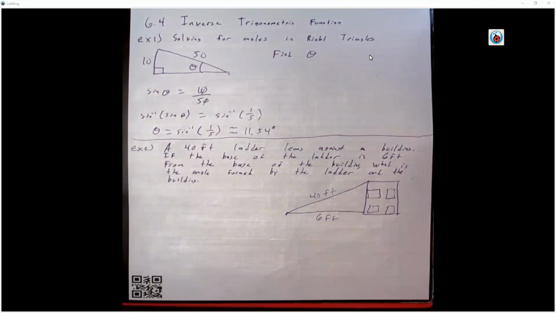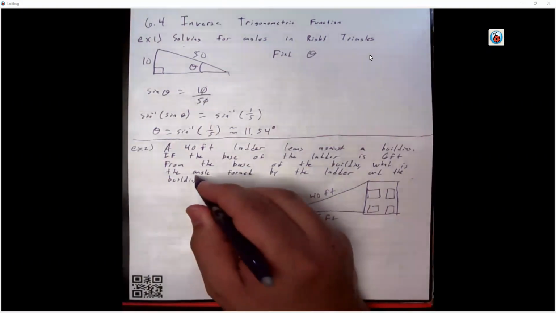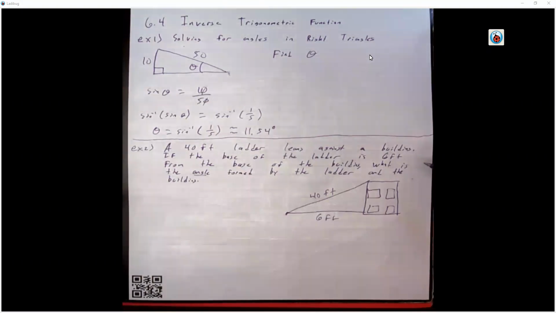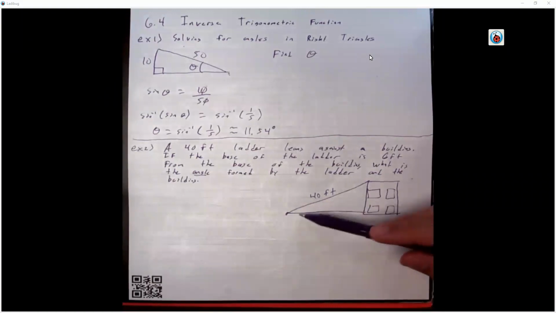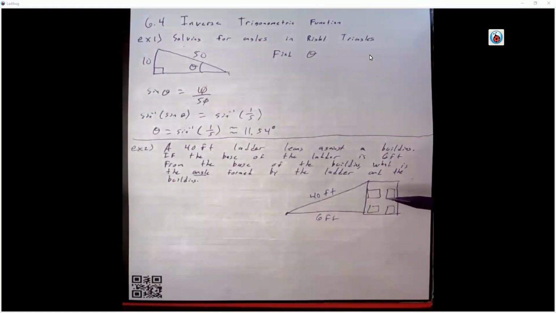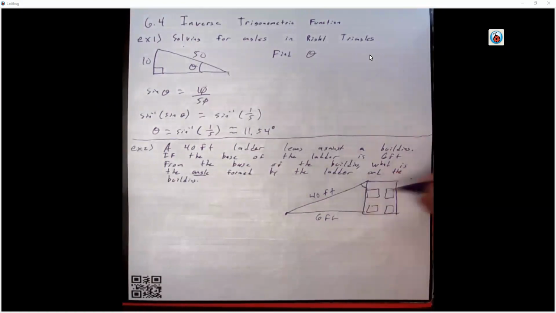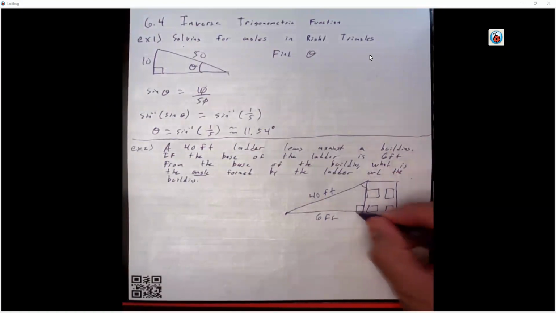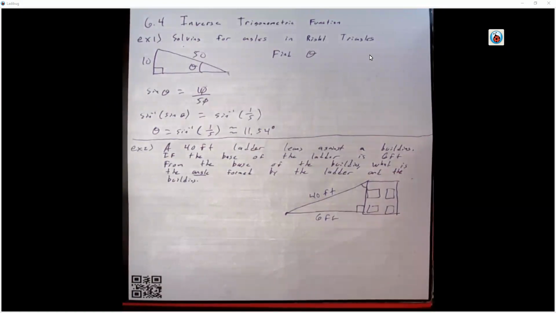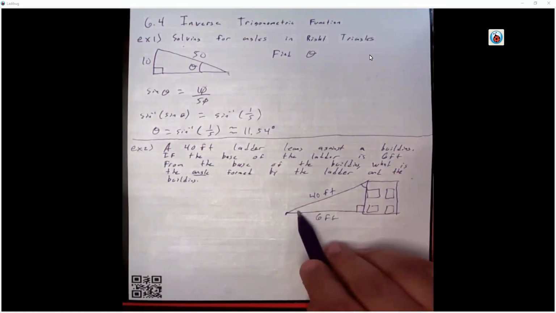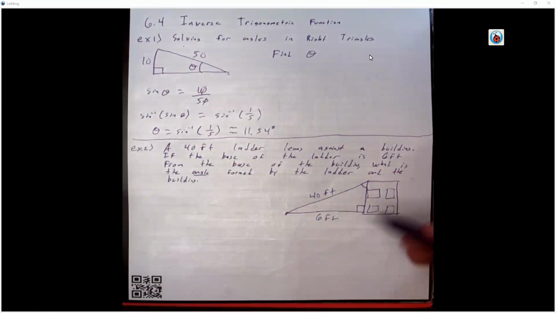Now, what angle are they asking about? They asked about the angle, right? So you have to know which angle. One up top, one on the bottom, or one over here. But it says the building and the ladder. Yeah, it has to be here, right? We don't choose this one because that's the right angle, and this is not on the building, so we're looking for this guy. We'll call it theta.